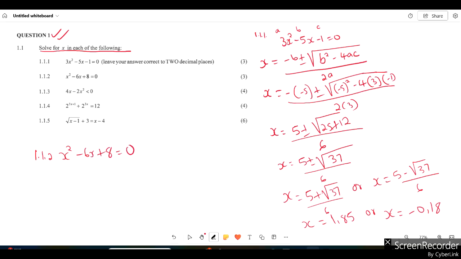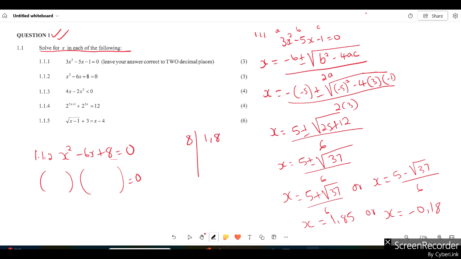Okay, let's proceed to number 1.1.2. x squared minus 6x plus 8 equals 0. Guys, here we're going to solve for x. We'll start by factorizing, because this is a trinomial. I'm going to open brackets here. So we're going to look for factors of 8 first. What are the factors of 8?